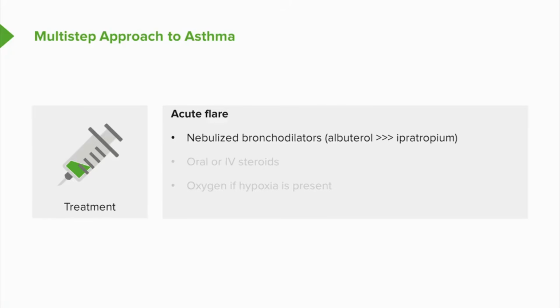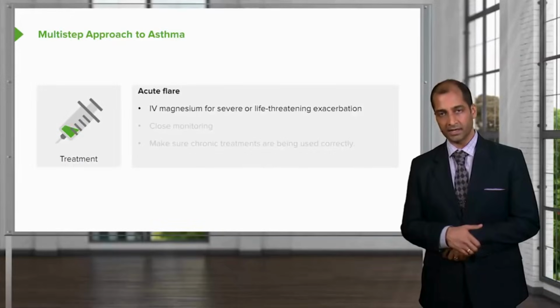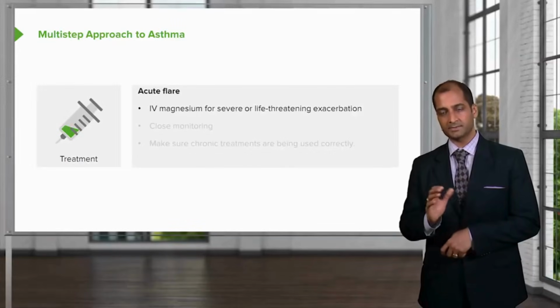Albuterol, ipratropium. Keep in mind, there are two ways you can approach this, right? Either you could stimulate the beta 2 receptors, which I just walked you through in great detail, or you could block your parasympathetic. Two methods, albuterol much more so. What else? Oral or IV steroids. What's my problem? Acute flare. Oxygen if hypoxia is present. Acute flare. Well, the magnesium, just keep that in mind.